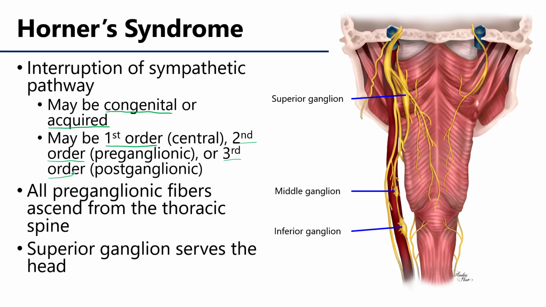Keep in mind that all preganglionic fibers that enter into the cervical sympathetic trunks are going to do so from the level of T1 through L2, which means there are no inputs to the cervical sympathetic trunk in the neck. These all are going to occur at the level of T1 or below.